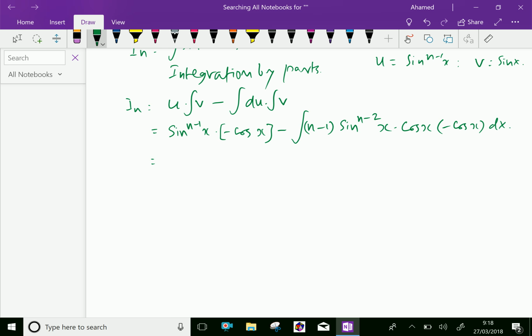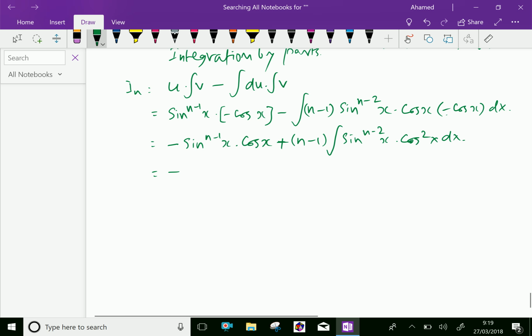We'll write it in arranged form: minus sin^(n-1) x into cos x. Here minus, and here also minus is there, so minus into minus is plus, and (n-1) take out of the integration, and write sin^(n-2) x into cos x, which is cos^2 x dx. Further, minus sin^(n-1) x cos x plus (n-1) into integral of sin^(n-2) x. By trigonometric identity, we can write cos^2 x as 1 minus sin^2 x dx.